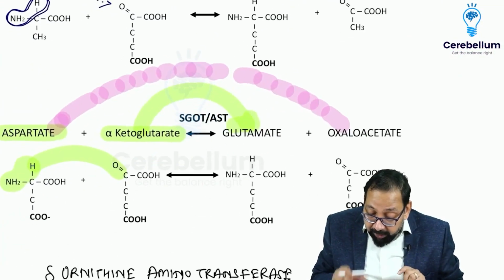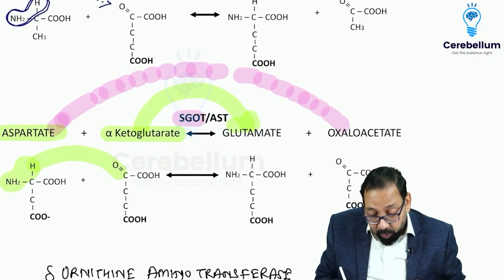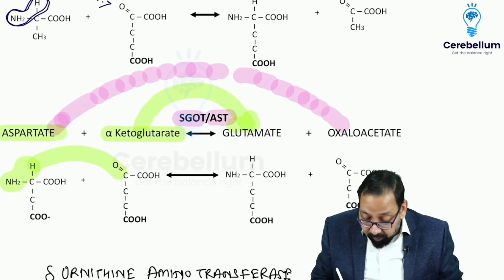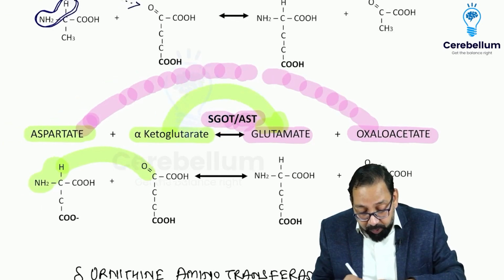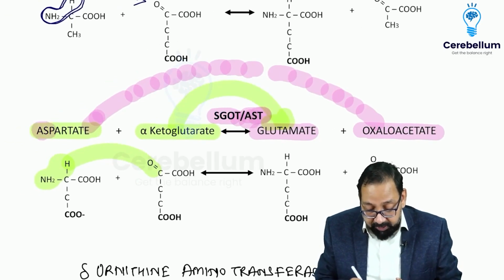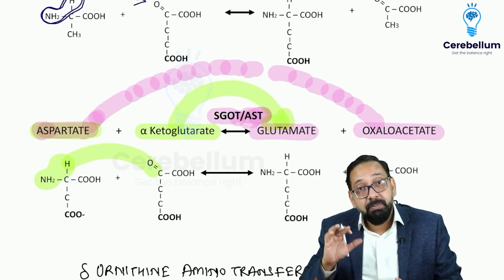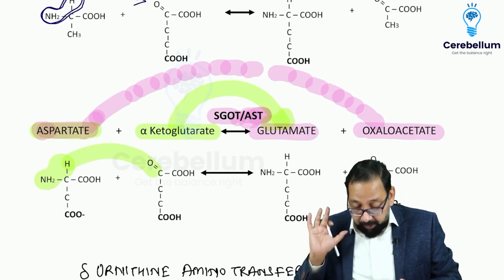In this, the name of the enzyme is SGOT or AST. S for serum, G for glutamate, O for oxaloacetate, T for transaminase. AST: AS for aspartate, T for transaminase. So aspartate transaminase or SGOT.